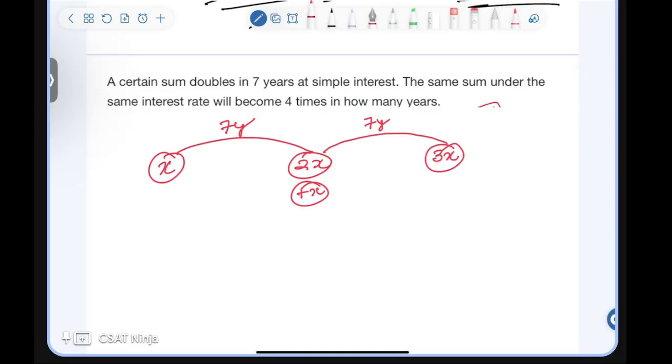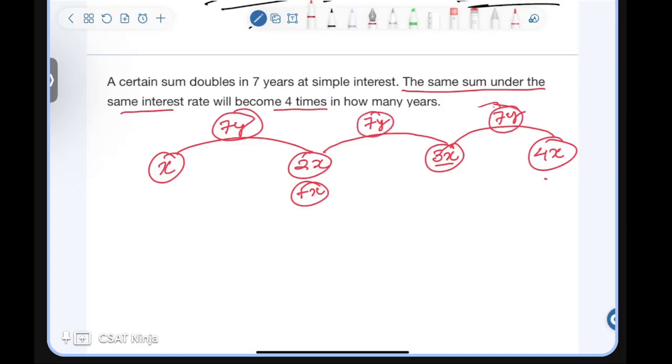Are you following this? So every 7 years, there is a plus x going on. So in the next 7 years, there will be 3x plus another x, which will give us 4x. We need to find when the same sum under the same interest will become 4 times. How many years? 7, 7, 7. So 7 plus 7 plus 7 equals 21 years. So that is how we approach this type of question.